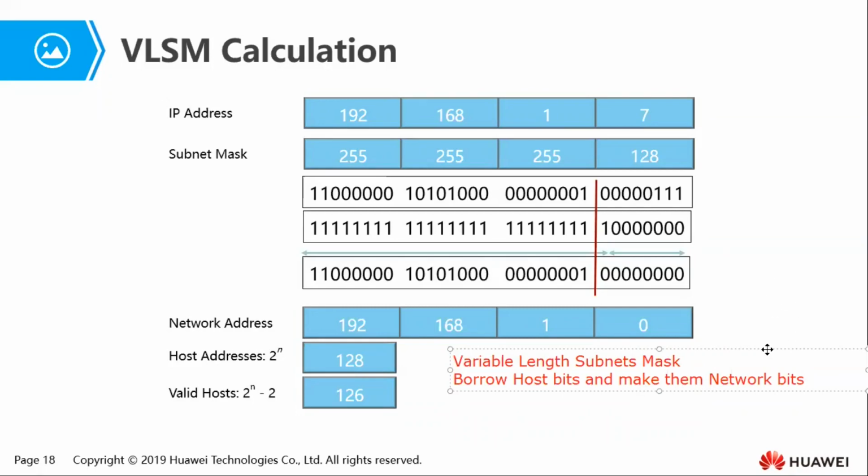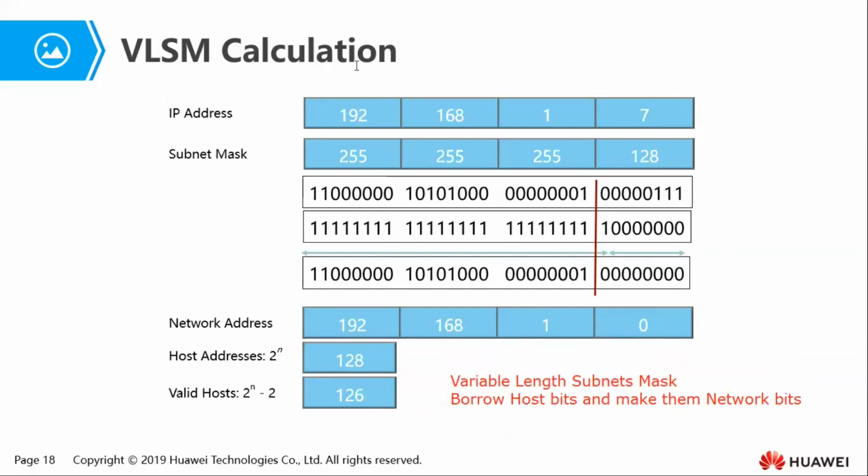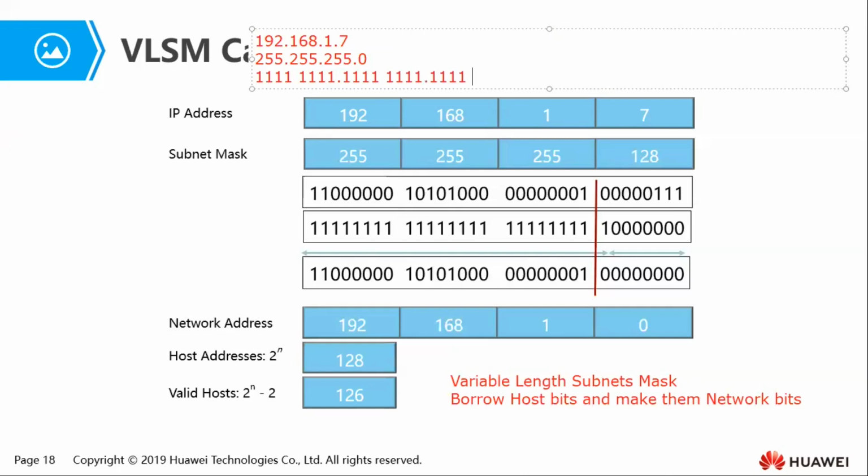So let me just explain how. Here we have a class C address, 192.168.1.7. We know that the default mask for a class C is 255.255.255.0. But if we use that default mask, we're going to waste so many addresses. So what do we do? We borrow. If you convert this into binary, it will be 111111 11.111111 11.111111 11.000000 00.